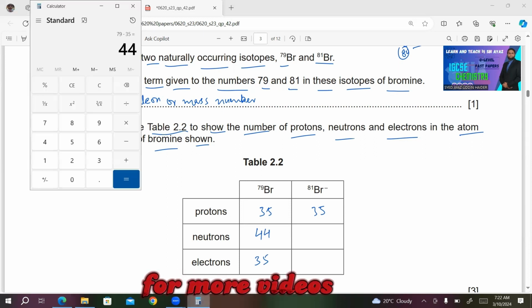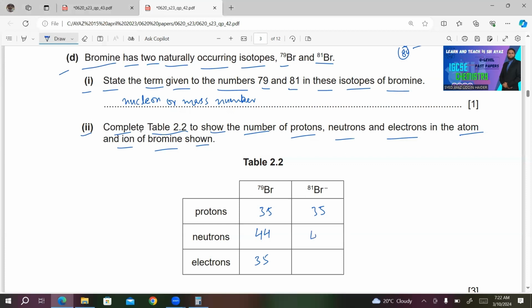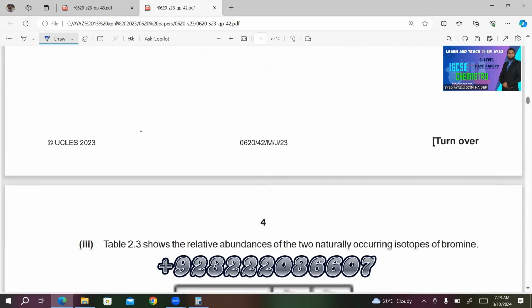So 81 minus 35, 46. 46 is the number of neutrons. What about the number of electrons? If you see there's a minus charge, it means it has gained one electron. So I will add 35 plus 1. 36 will be the number of electrons for this ion.